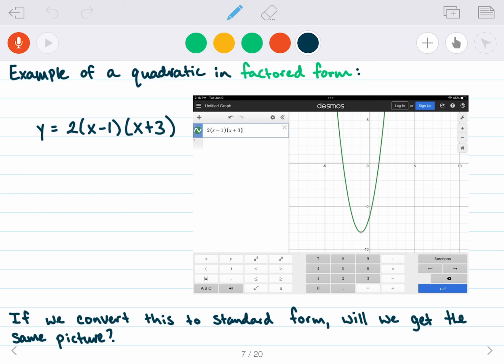All right, so let's look at an example of a quadratic in factored form. I have one right here. I put it in Desmos. It's y equals 2 times (x minus 1)(x plus 3). And so let's figure out what a, z1, and z2 are.